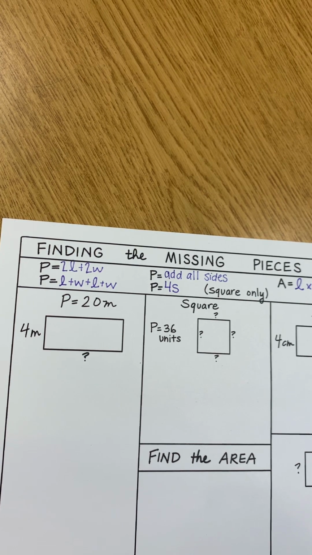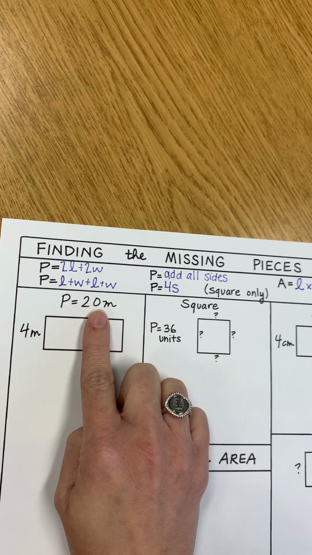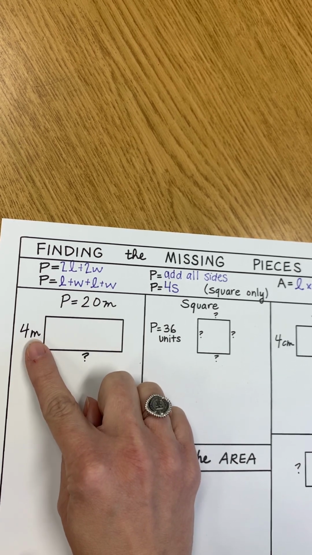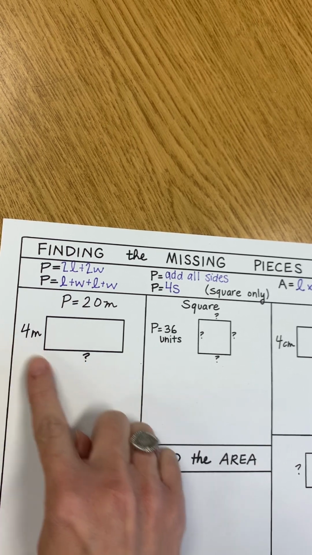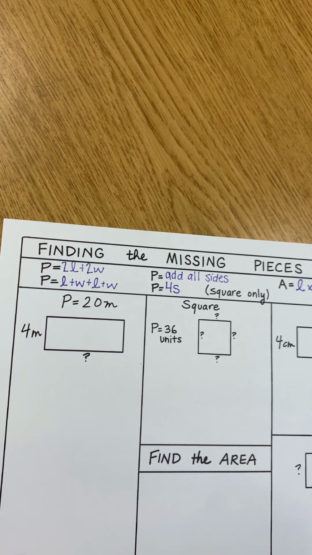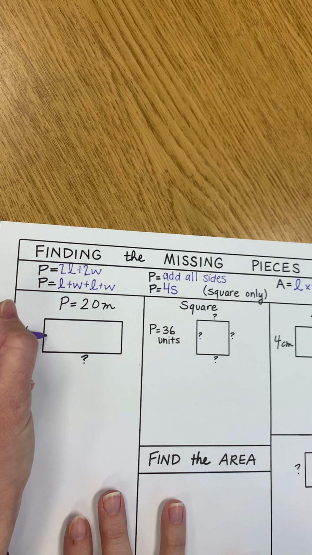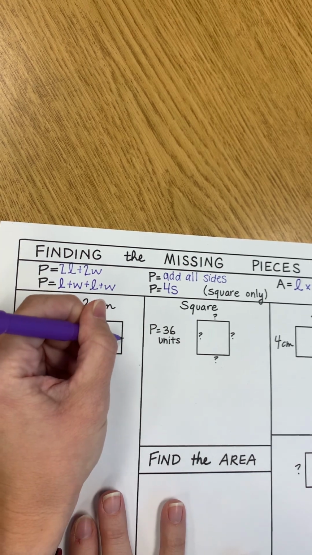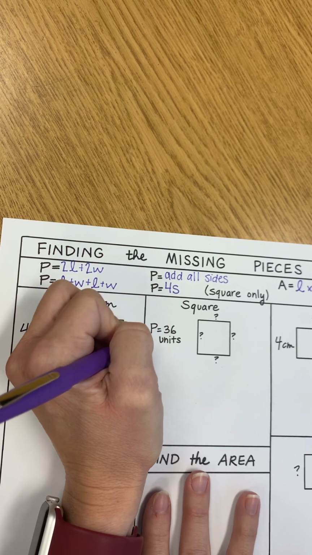They tell us that the perimeter is 20 meters. I know that this side is 4 meters. I need to know what this missing length is. Listen to me. I need to think back to the attributes of a rectangle. Attributes are the things that make a rectangle a rectangle. We have already worked on this. I know that this side is congruent to this side. So I can go ahead and label 4 meters over here.